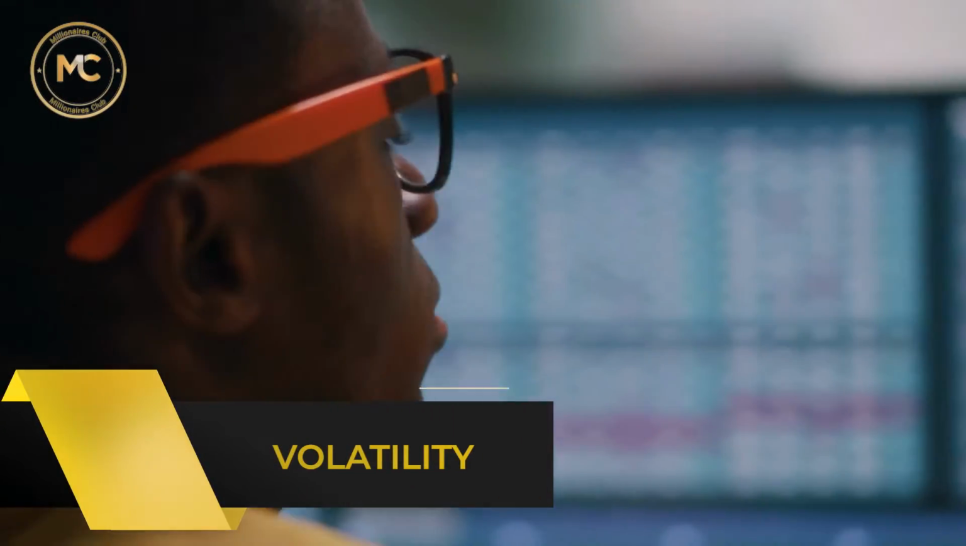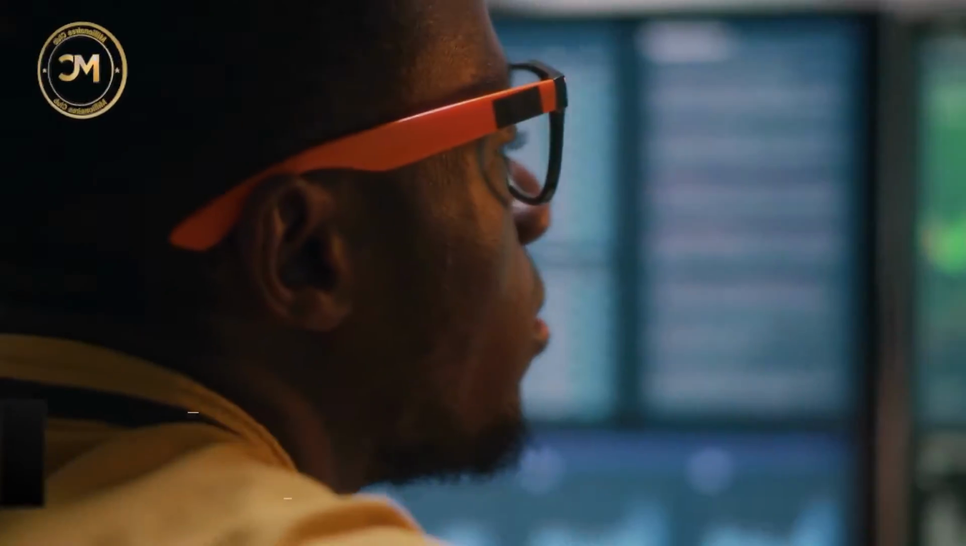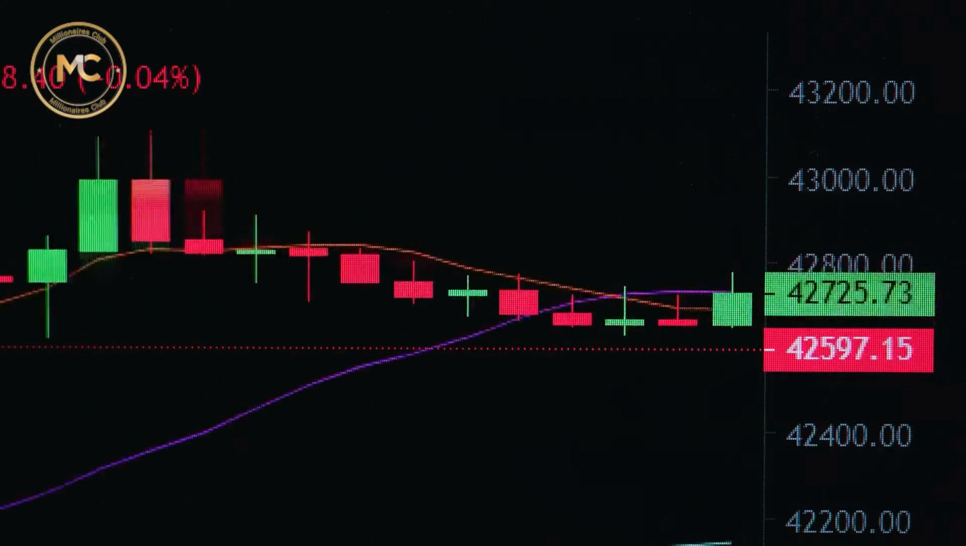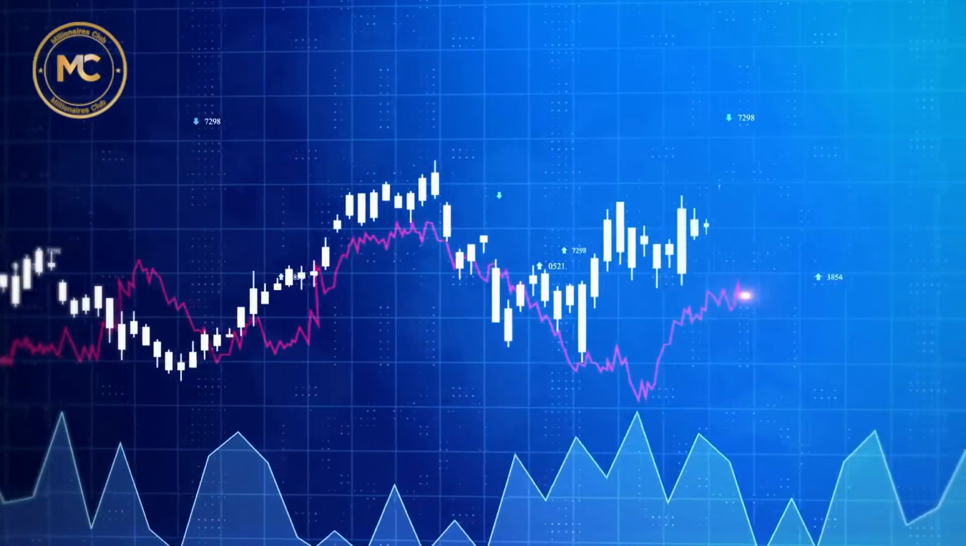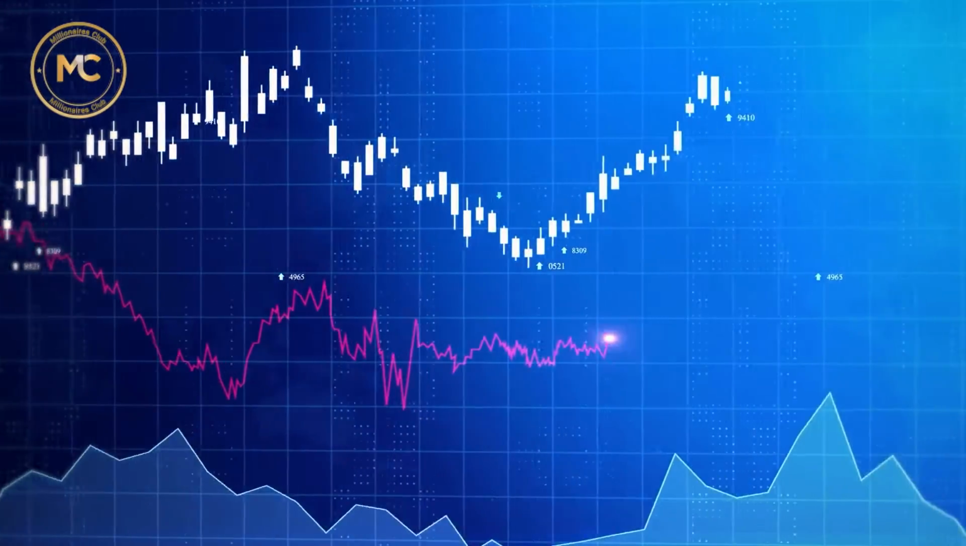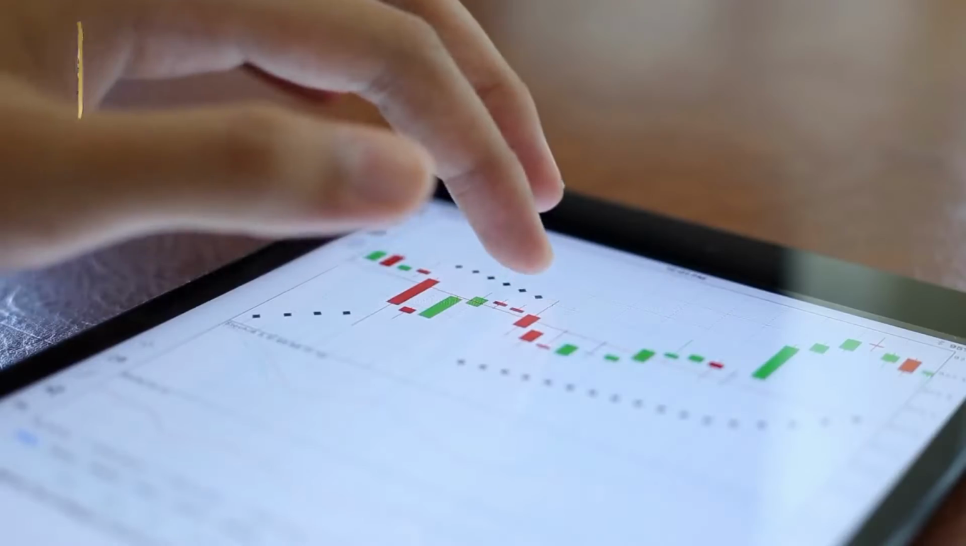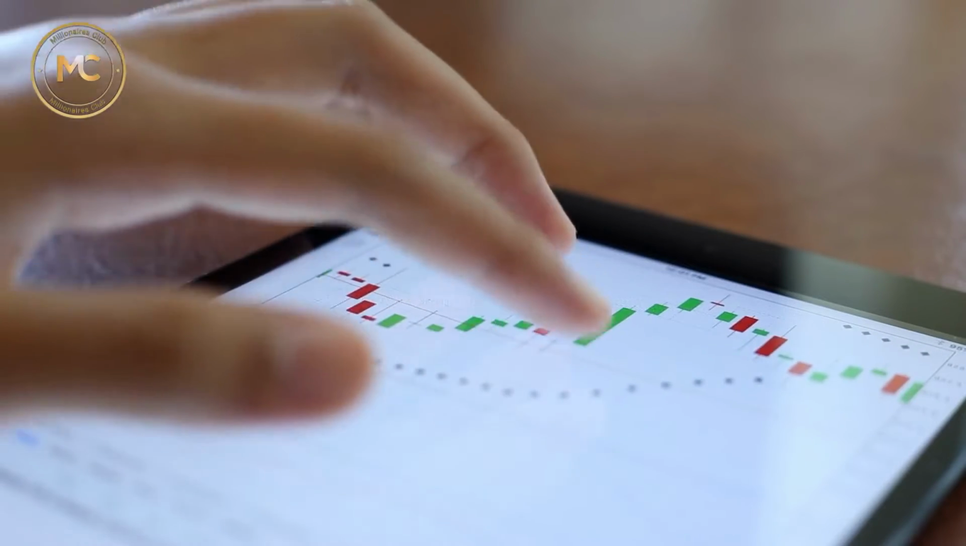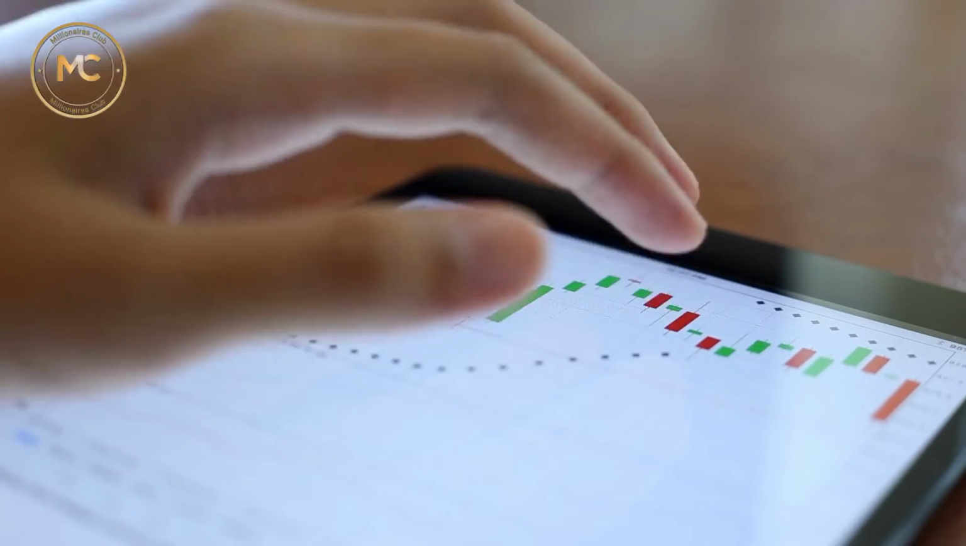Volatility. Volatility is like the bread and butter for a momentum trader. It's basically the degree of change in an asset's price. A market with high volatility experiences significant price swings, whereas one with low volatility is more stable. Momentum traders will look for volatile markets in order to profit from short-term rises and falls in the value of an asset.